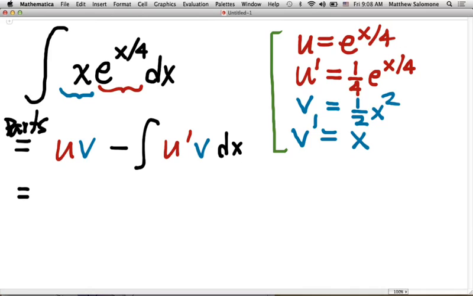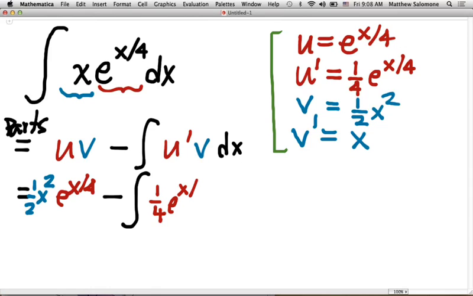So, what do I have here? u is going to be e to the x over 4. v is 1/2 x squared. So that term is okay. The second term, we're going to have to take the antiderivative of u prime times v. u prime is 1/4 e to the x over 4 times x squared.